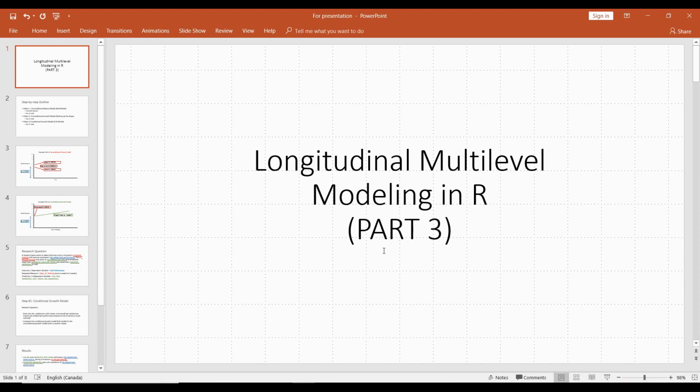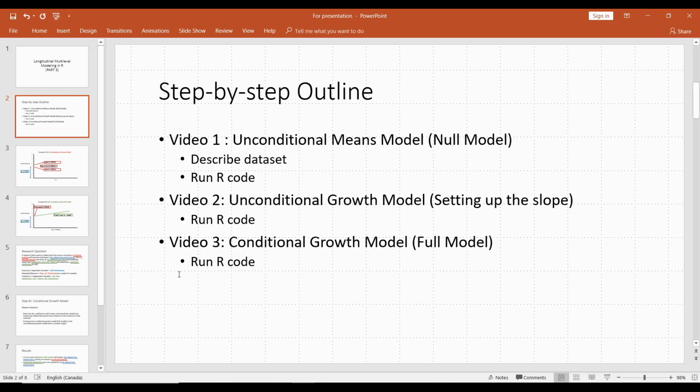All right, hello everyone. This is John, and today I'll be covering part 3 of longitudinal multi-level modeling in R. I'll quickly go back to the outline.